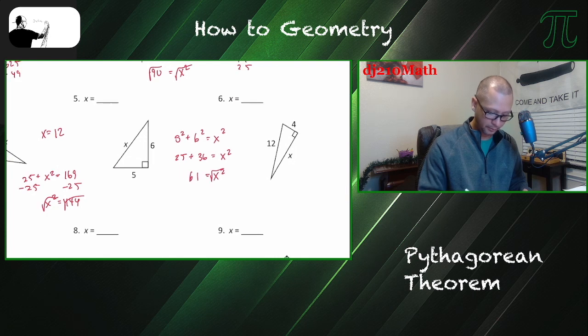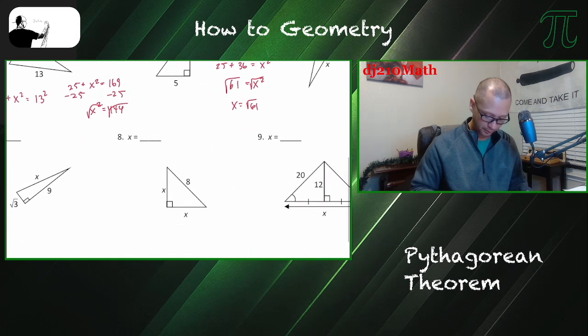And take the square root of both sides to get x by itself. x is equal to the square root of 61. 61, I feel, is prime. There's no two numbers that multiply to make 61. So we just have x is equal to root 61. Okay, let's see. What else we got?